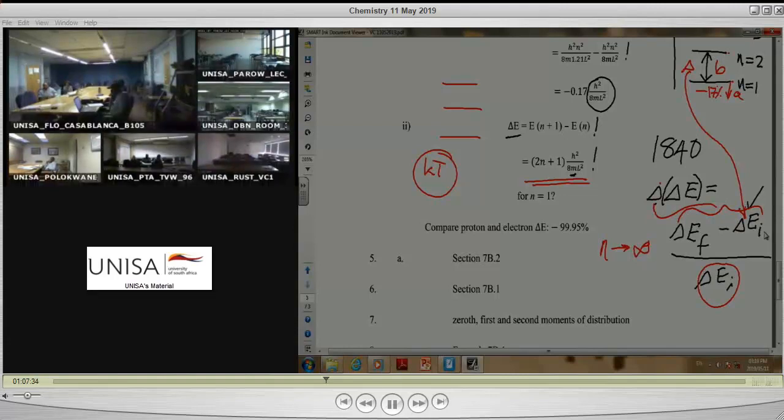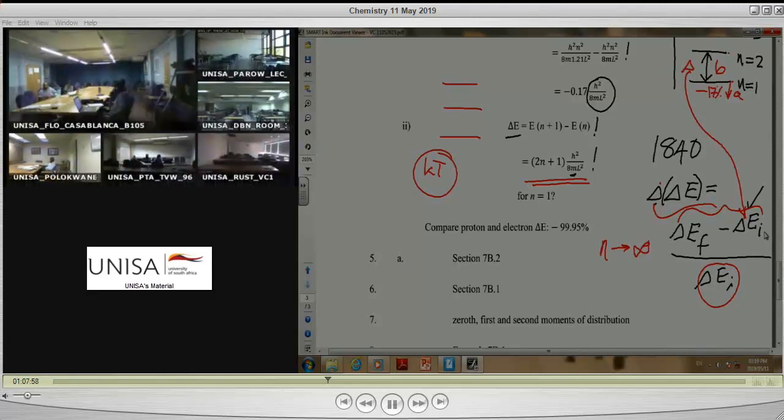As long as kT is larger than this energy level, the separation, it means the molecule is already above that. But as soon as kT is smaller than this energy level, it means the molecule needs extra energy in order to overcome the separation.